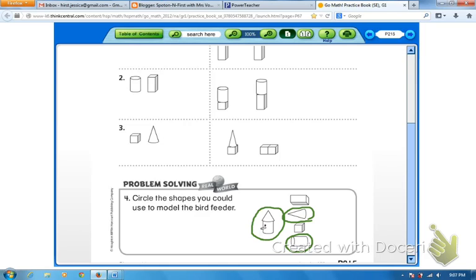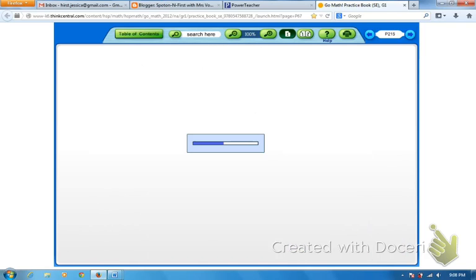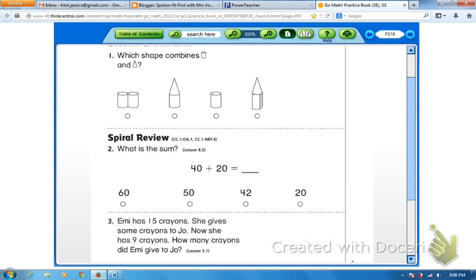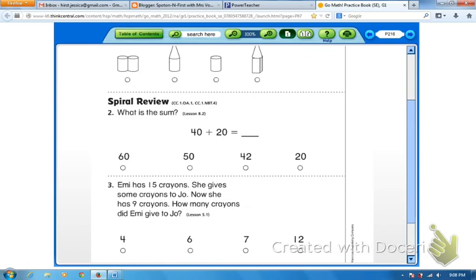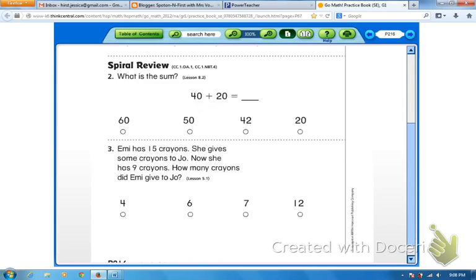On the back of the homework, the first problem says which shapes combine. If you were to combine a cylinder and a cone, you would be able to make the second shape. And the spiral review at the bottom, what is the sum of 40 plus 20? The students should be able to, by this time with their number sense, start with 40, and they know they're adding two 10s, so they should say 40, 50, 60 to get their answer.